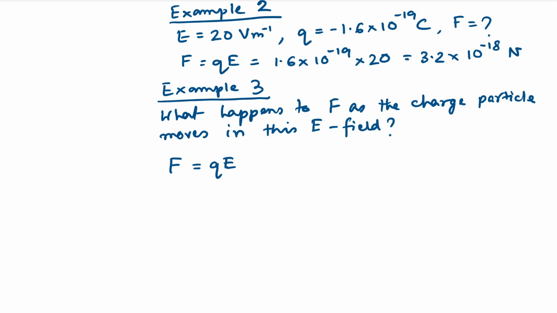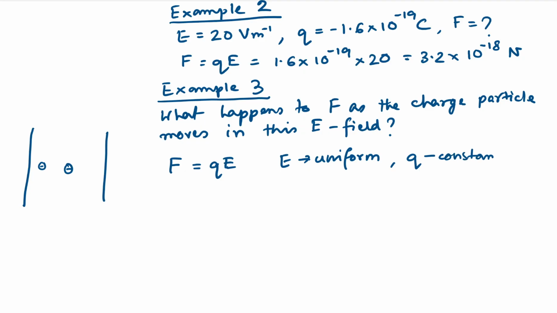So if the particle starts from, let's say, over here and then moves to a different location, because it's moving in that same electric field, E is uniform everywhere. So E over here is uniform. It's not changing. So it's the same everywhere. Okay. And then Q is the charge on the particle. If it's the same particle, Q also is constant. It does not change. Okay.